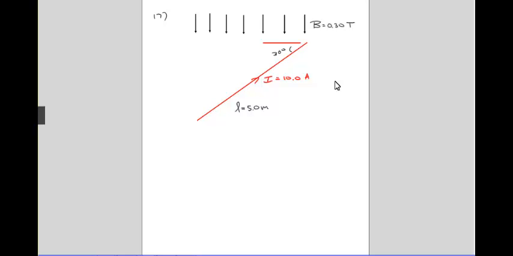Okay, problem 17 is another current carrying conductor problem. Let's just read it and see how it corresponds with the diagram on the screen. It says a wire carries a current of 10 amps in a direction that makes an angle of 30 degrees with the direction of a magnetic field of strength 0.3 Tesla. Find the magnetic force on a 5-meter length of wire. You can see that the wire creates a 30-degree angle with the magnetic field.